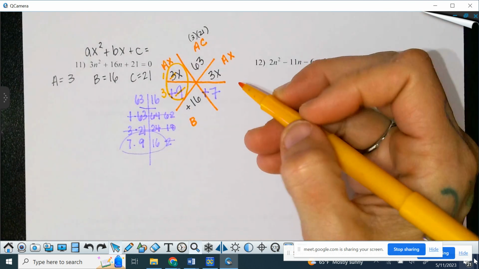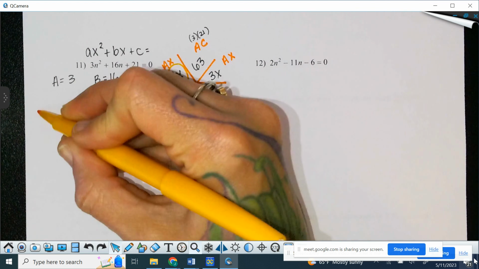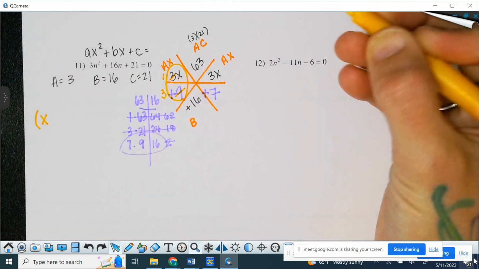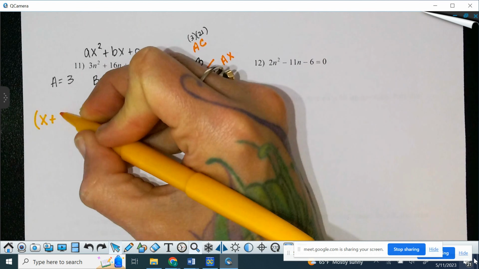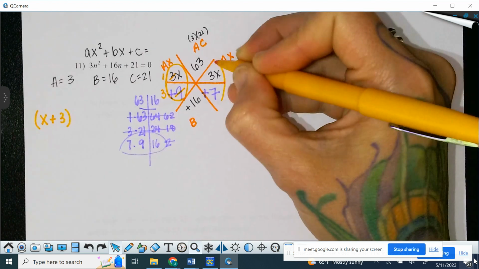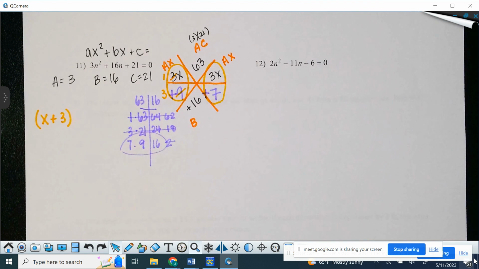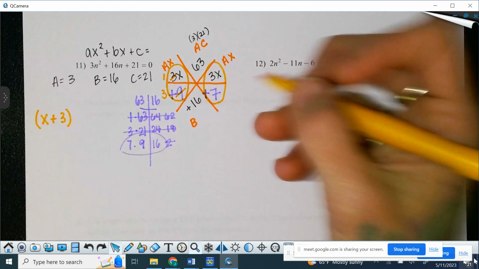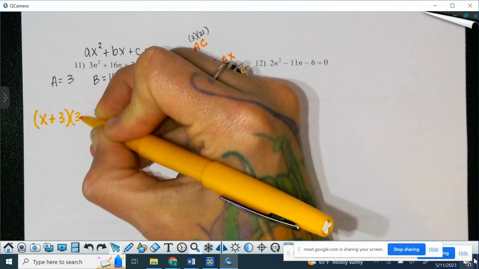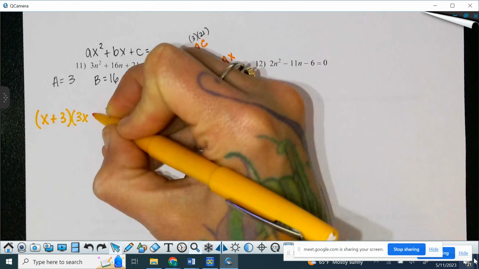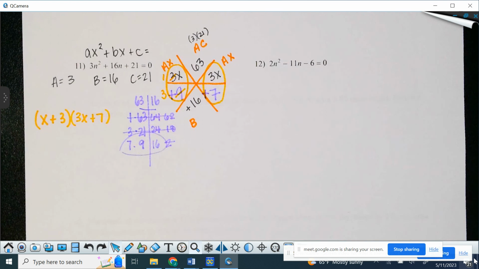Top of the not fraction goes in the front, which is 1x. And then we have a positive 3, so that's going to be plus 3. Not fraction on the right-hand side: 3 and 7. Can I reduce 3 and 7 at all? Nope. Top of the fraction in the front, 3x, plus 7 in the back. And we've now factored it. Are we seeing the pattern yet? Good.